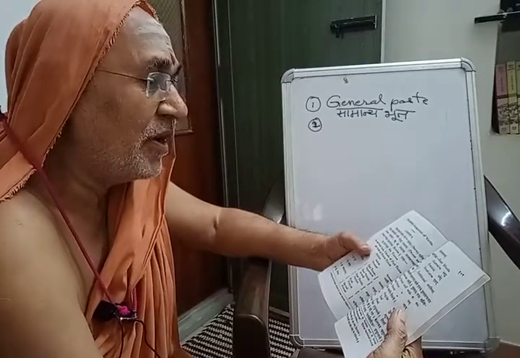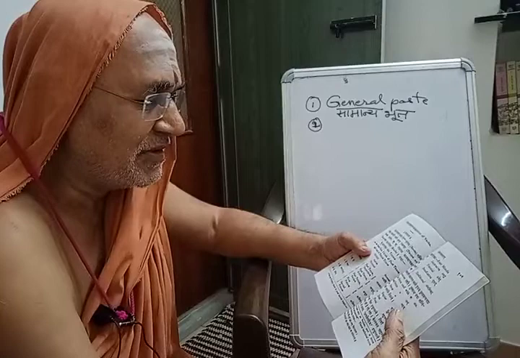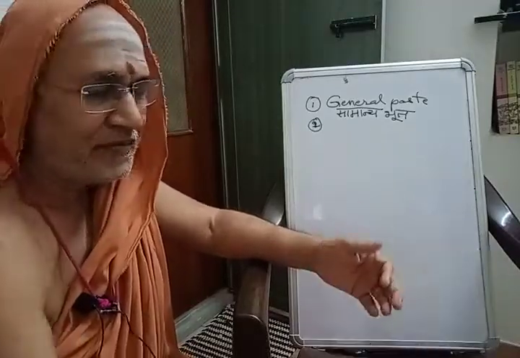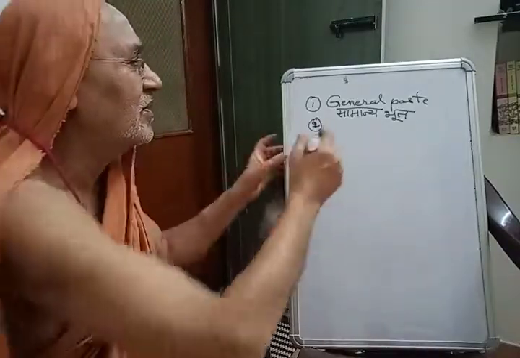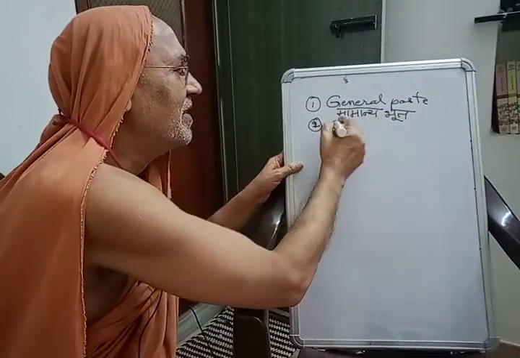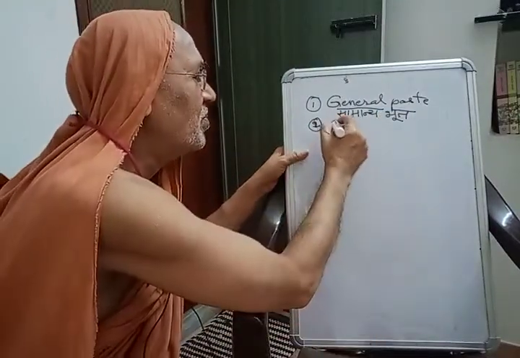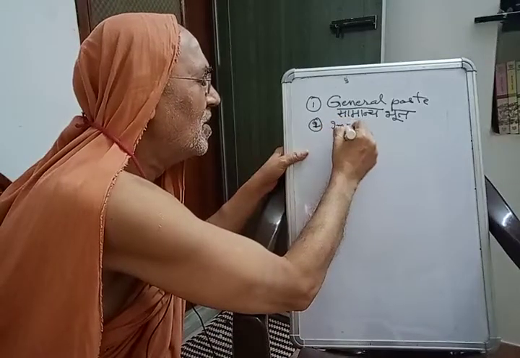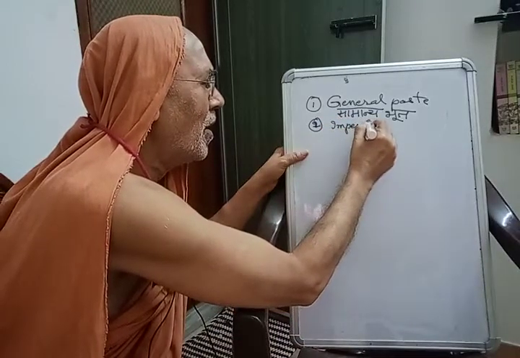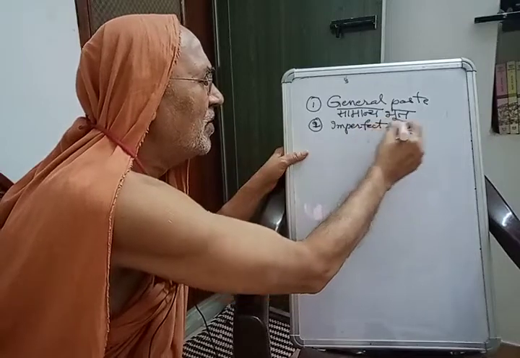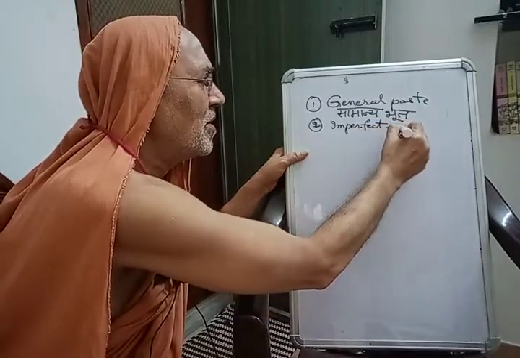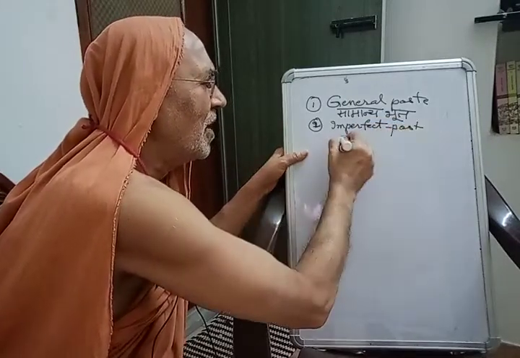They call some kind of aorist. They put a name aorist, but it's more complicated. So Samanya Bhutakala. Second is Anadyatana. Anadyatana is imperfect, imperfect past.